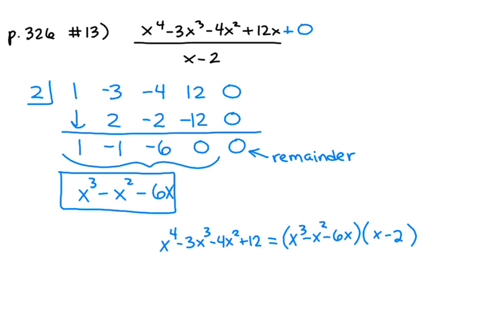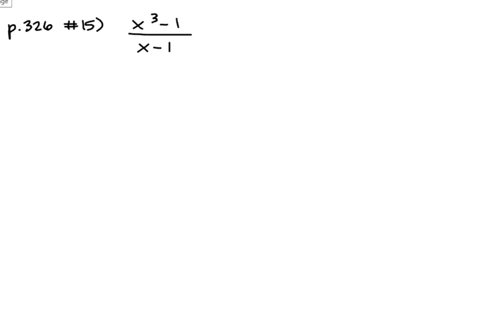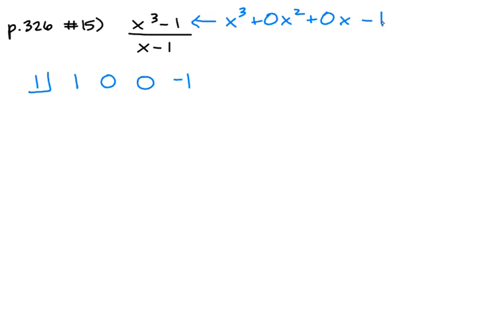Okay, and 15. So we're dividing by x minus 1, so we put a 1 in the box. And then we have 1x cubed, but we don't have an x squared term, so 0x squared. And then we don't have an x term, so 0x. And then we have our constant negative 1. So it's as if we had x cubed plus 0x squared plus 0x minus 1. And the zeros are the placeholders.